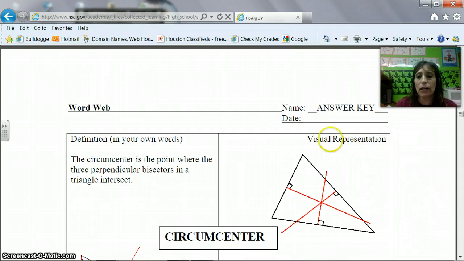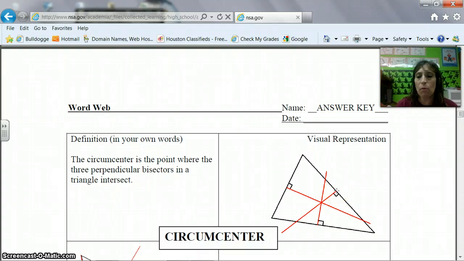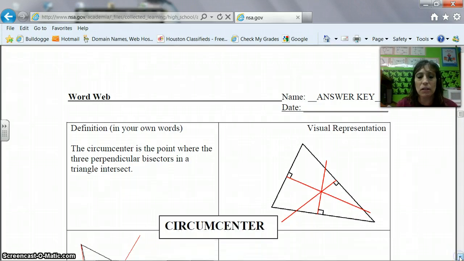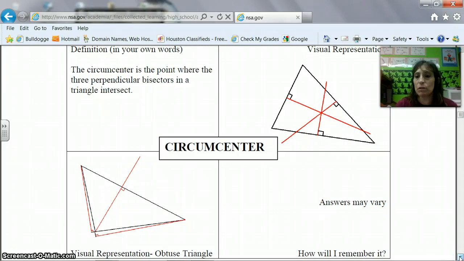It's over here on the visual representation. If you'll notice, each one of these goes through, it hits the midpoint, and then it's perpendicular to the side. It does not go through the angle, so that's important that you notice that difference, and that's circumcenter. That one was for an acute triangle.